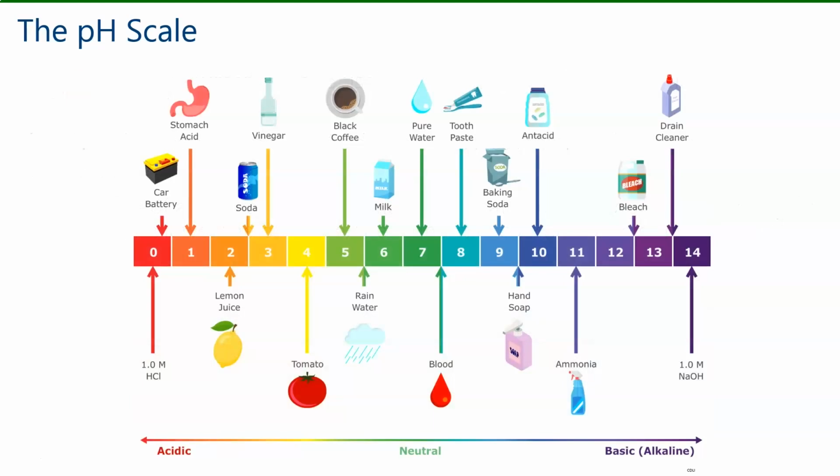Let's look at some examples. On the low end of the scale, 0, 1, and 2, we have hydrochloric acid, car battery acid, stomach acid, and lemon juice. In the middle of the pH scale, at a pH of 7, we have pure water. Pure water is neutral. It's neither acidic nor basic. And let's look at the other far end of the scale. At pHs 14, 13, 12, and 11, we have sodium hydroxide, drain cleaner, bleach, and ammonia. These are all strong bases.